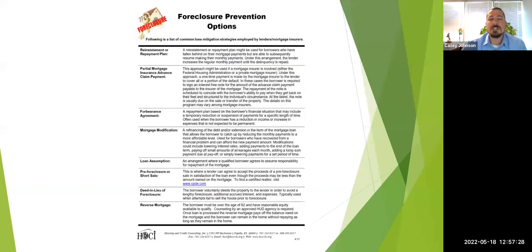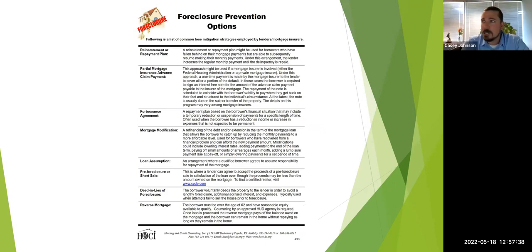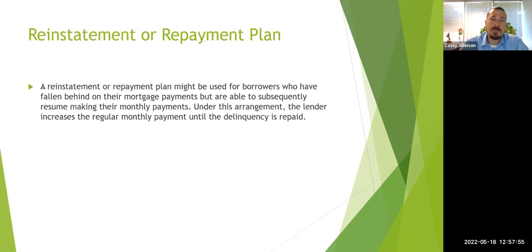So loss mitigation is a huge option. Every company calls it something different. Loss mitigation is what statutes call it. Some call it foreclosure prevention. Some call it borrower assistance programs. So the general term is loss mitigation, but your mortgage servicer may have a different term for it. HCCI also puts out this list, which has some of the most common foreclosure prevention or loss mitigation options, and I'll go over those really briefly.